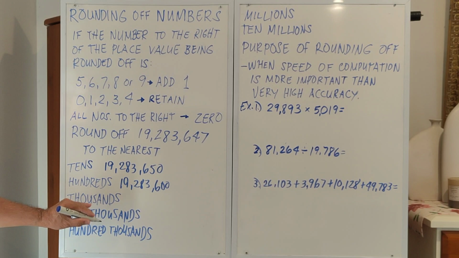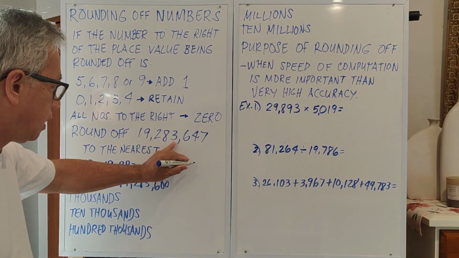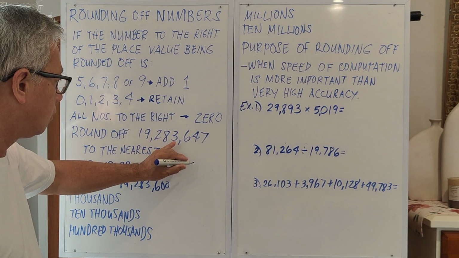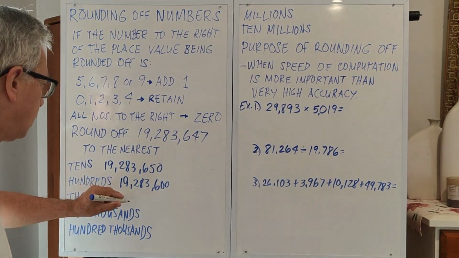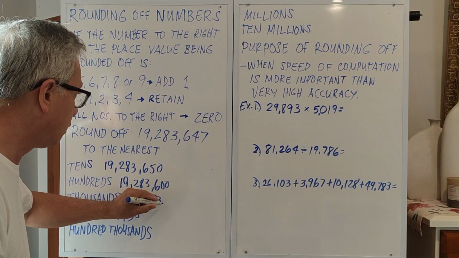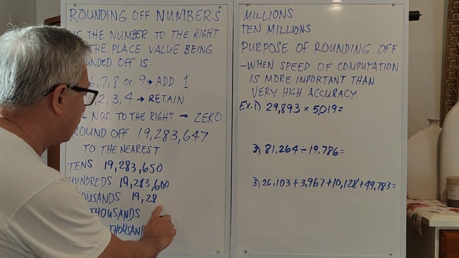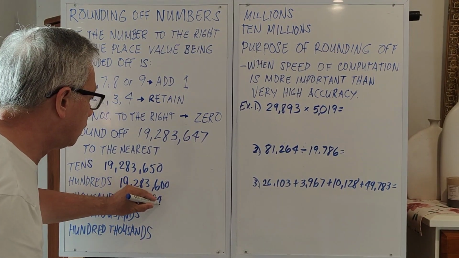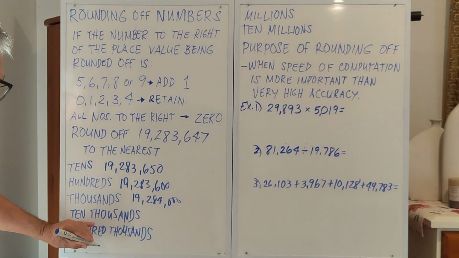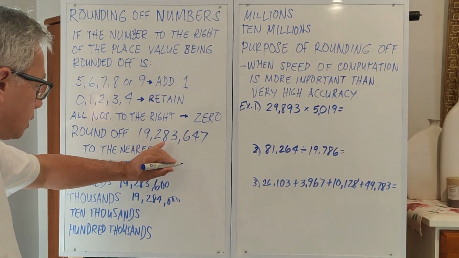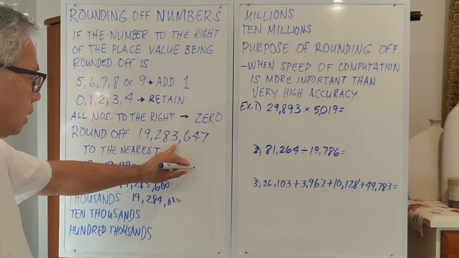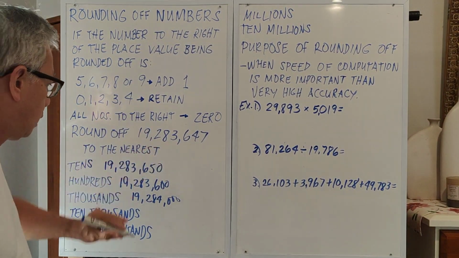If we round it up to the nearest thousands, the thousands value is 3. The number next to it is 6, which is this one. We add 1 to this number. If we round it up to the nearest 10,000s, 10,000s is this one. The number next to it is 3, so we retain 8.